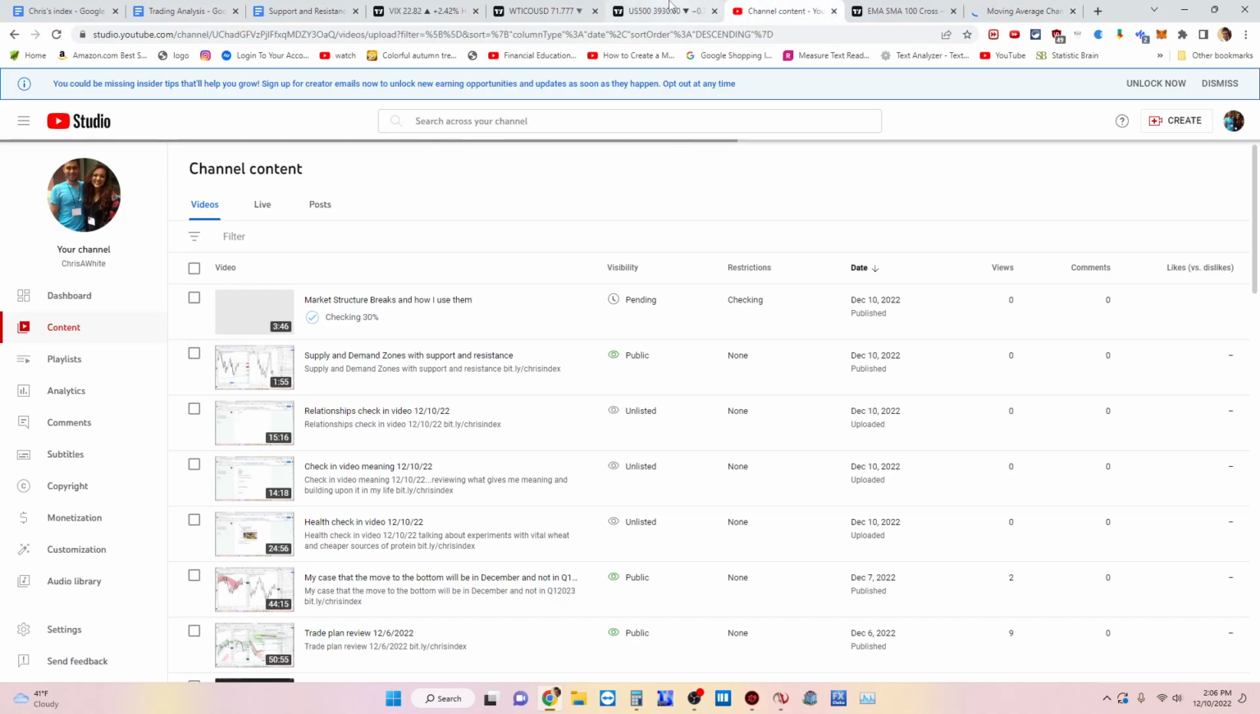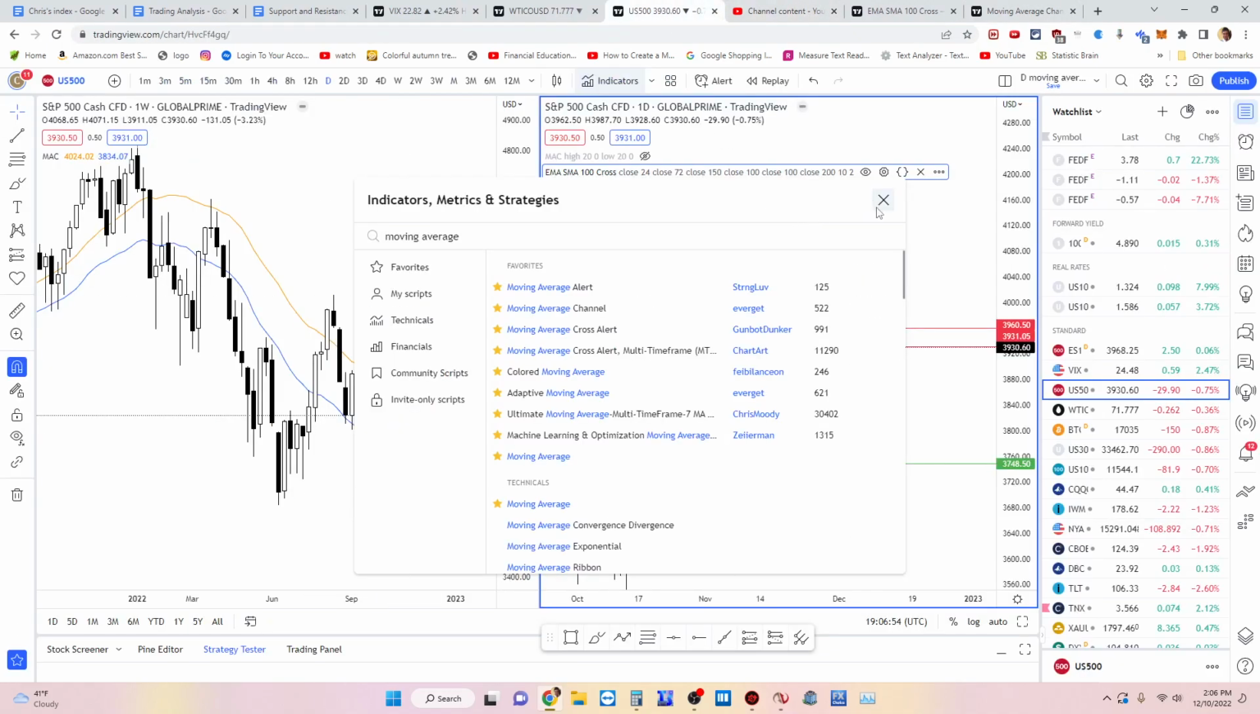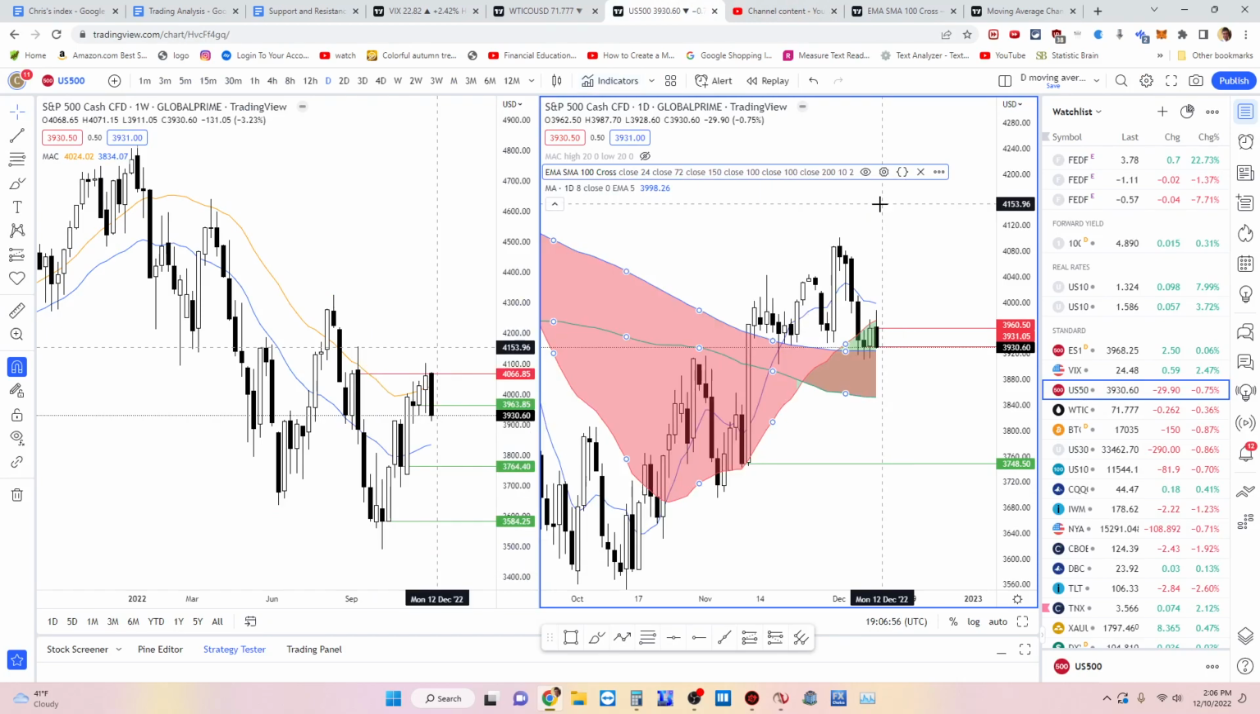Obviously, you use it according to your own backtesting and what you'd like, but just for institutional bias, that's mainly what I use it for, and using it for support and resistance in some ways. But I mainly just look at it for bias.